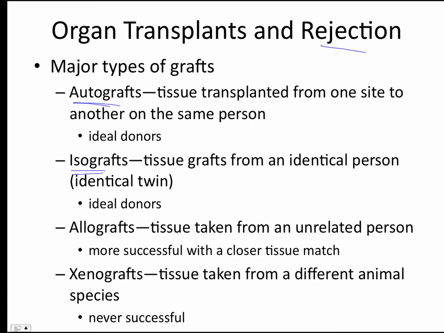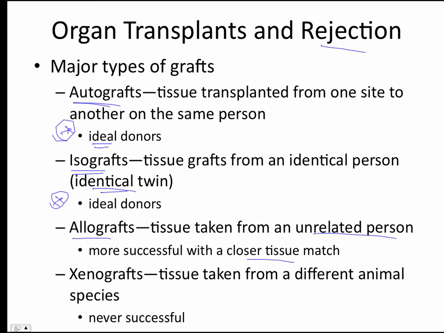Isografts are tissue grafts from an identical person, typically an identical twin. Both of these are good donors. Very similar, of course, is yourself. You're not going to reject your own body tissue, and an ideal donor is your identical twin, with very similar tissue types. Allograft is when tissue is taken from an unrelated person, so it's better if you have a close match.